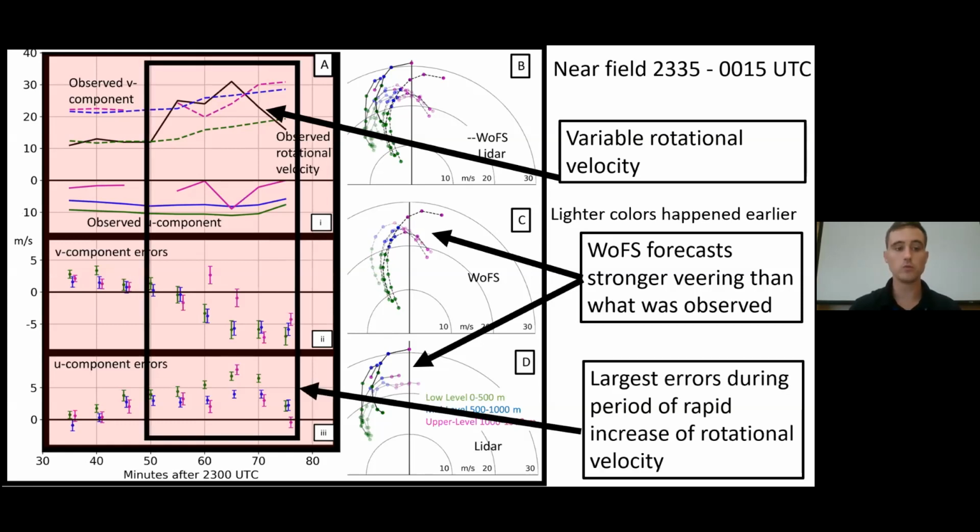Now, if you look at the V component and the U component of the errors in panel A2 and A3, the largest errors occur during the period when the rotational velocity is changing. And this is, I think, one of the more consistent themes of my research: whenever that rotational velocity is changing rapidly, we see these errors grow in the wind field.